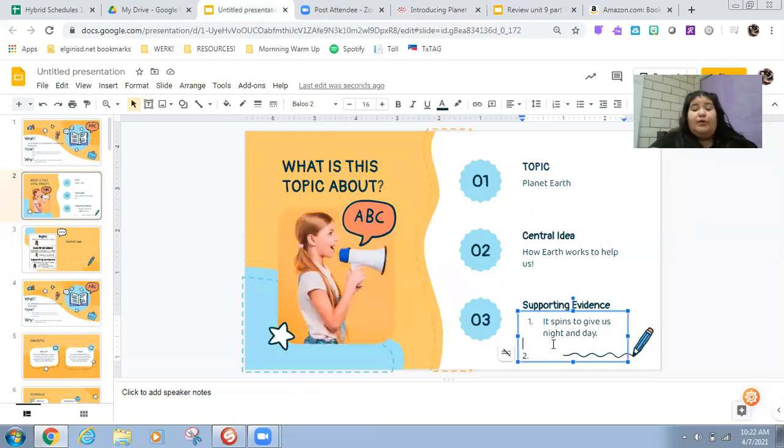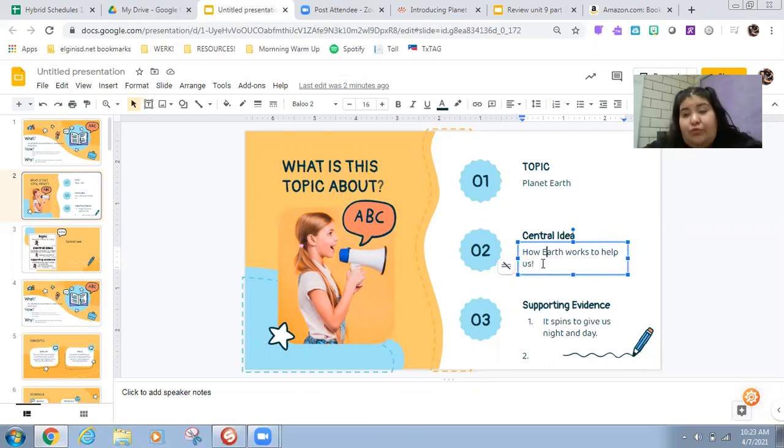That's fine. Remember, this evidence, it's not just random facts in the book. It's things that were said in the book that support how earth works to help us. That was our central idea. We're not just picking random things. We need to find 2 reasons why earth helps us, how earth helps us.